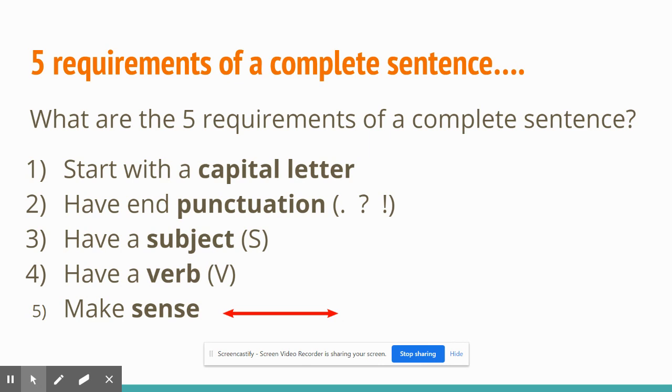So you have start with a capital letter. Does it have end punctuation? Does it have a subject? Does it have a verb? And does it make sense?